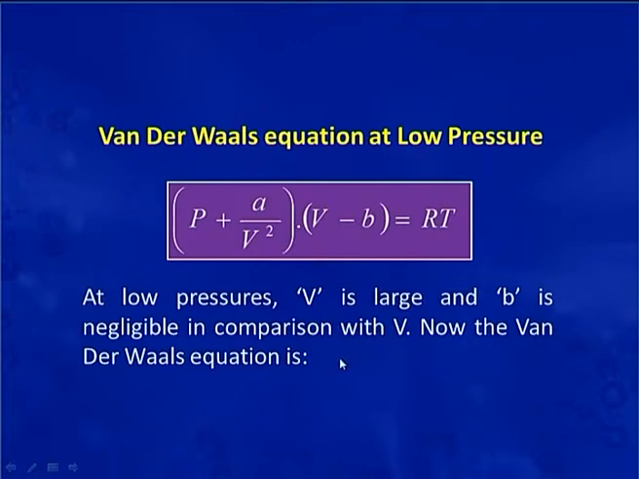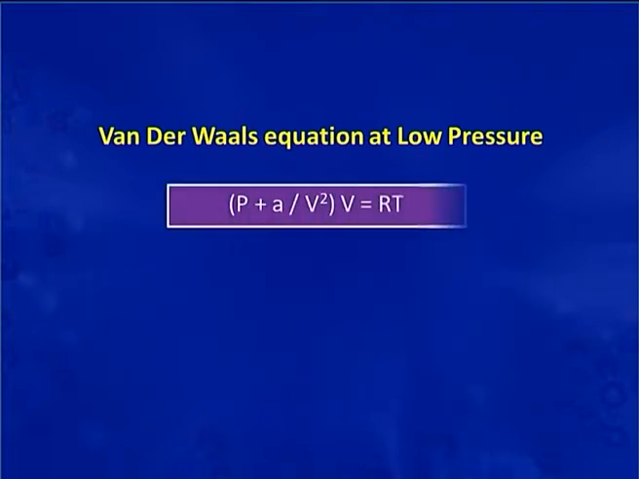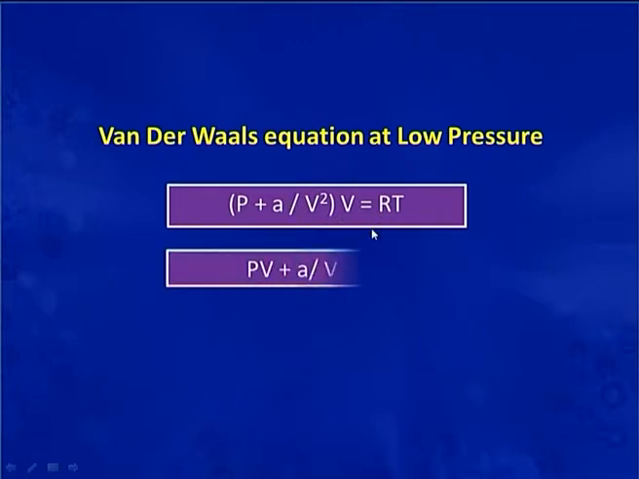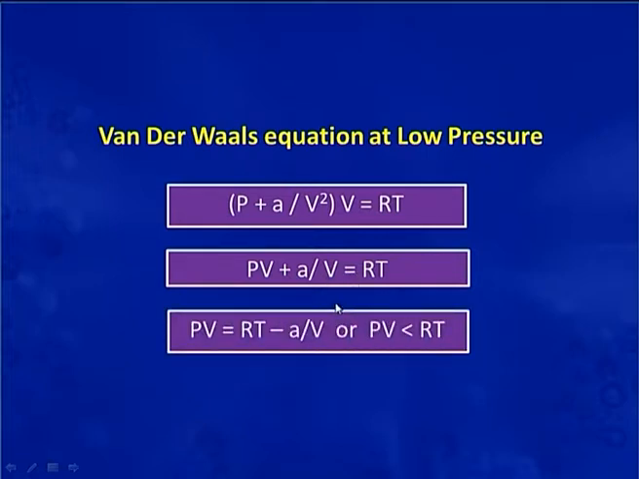Now the van der Waals equation will be (P + a/V²)V = RT, and then you can write it like this: PV + a/V = RT. Then you can write it as PV = RT − a/V. So, it is written as PV is less than RT here.